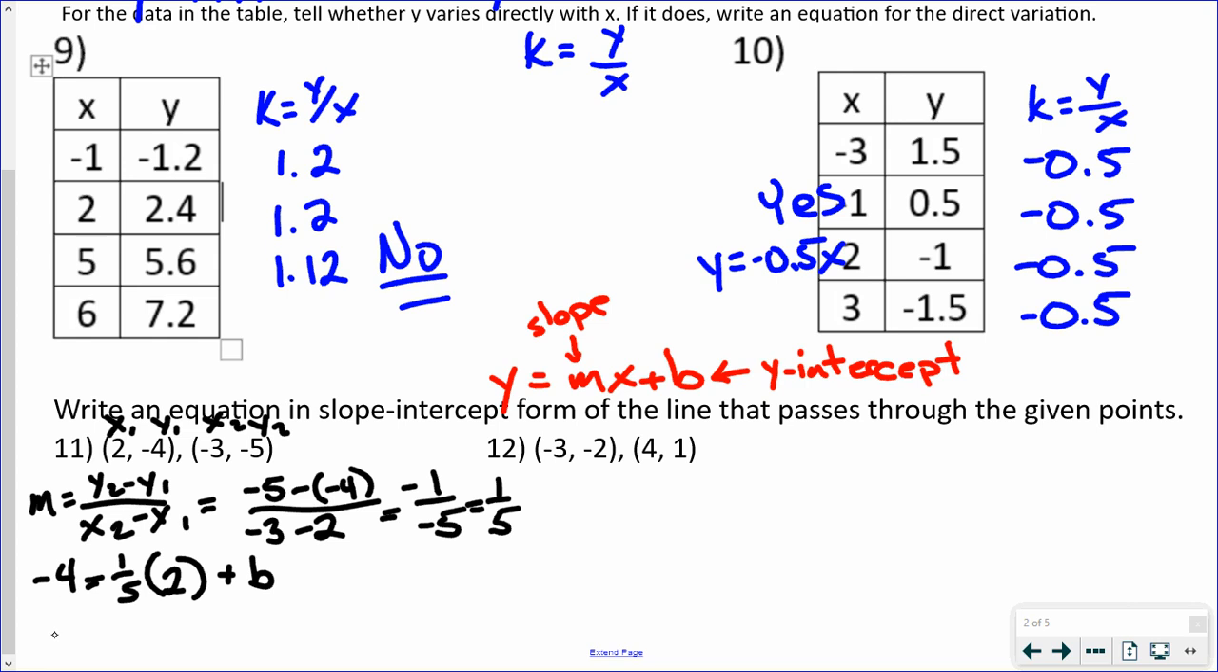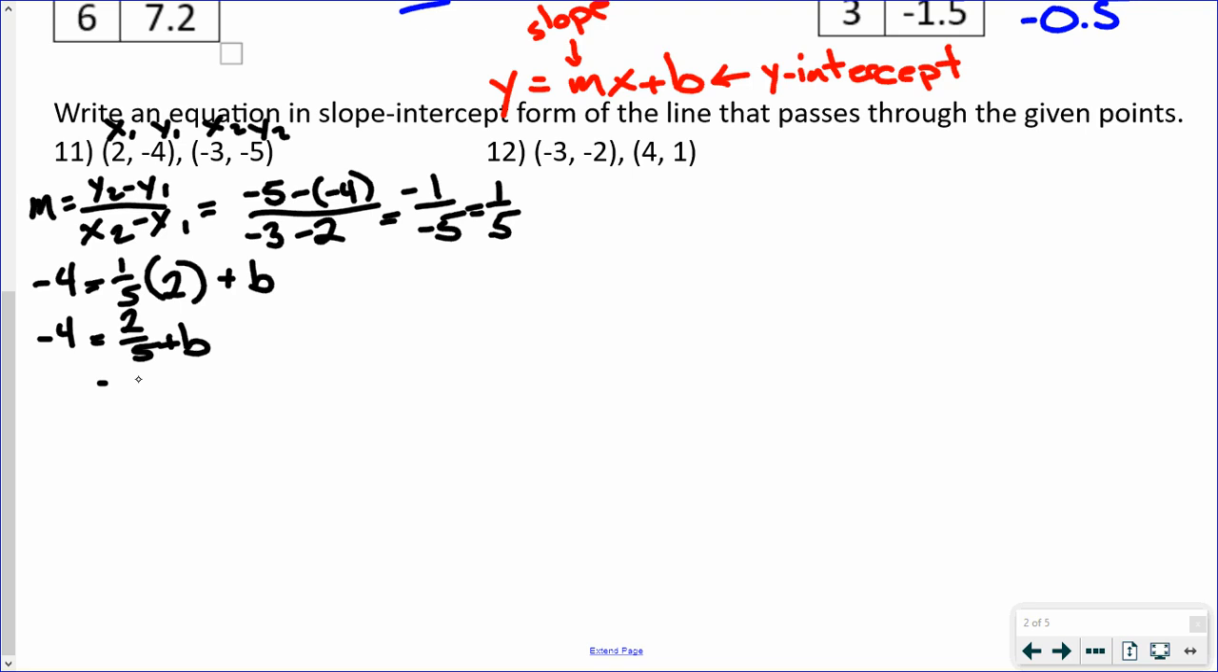All right, so let's multiply this out. I get -4 equals 2/5 plus b. Running out of room here. Let me extend this. So now I'm going to subtract 2/5 from both sides. So -4 minus 2/5. Put that in my calculator. And I get -22/5. So b is equal to -22/5.